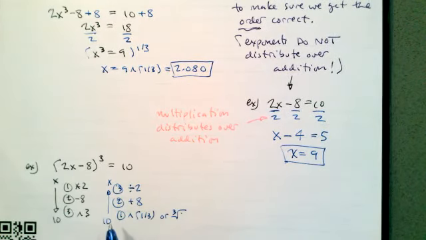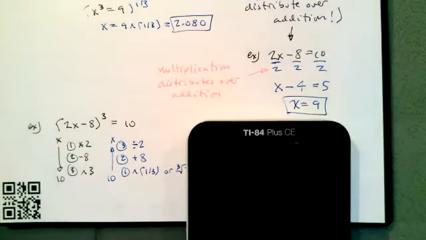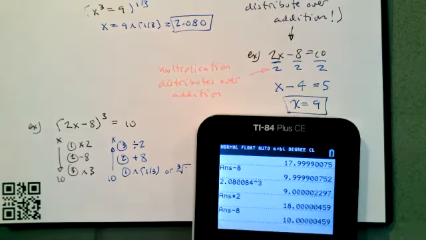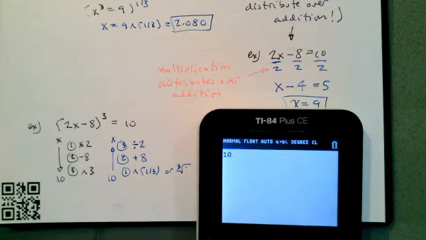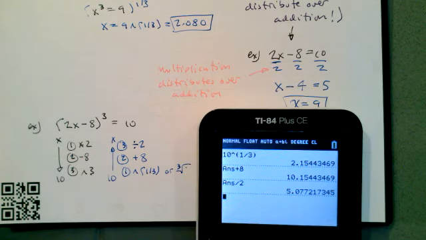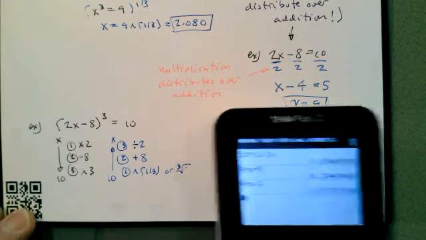These are the things that we're going to do to turn a 10 back into the x that we're looking for. So we're going to grab the calculator that I, for some reason, keep putting away. And I'm going to start off with a 10. And first, I'm going to raise to the 1/3 power. Next, I'm going to add 8. And finally, I'll divide by 2, 5.077.